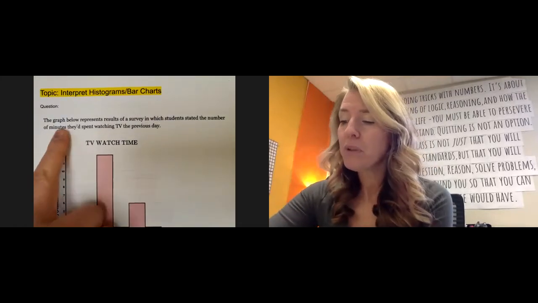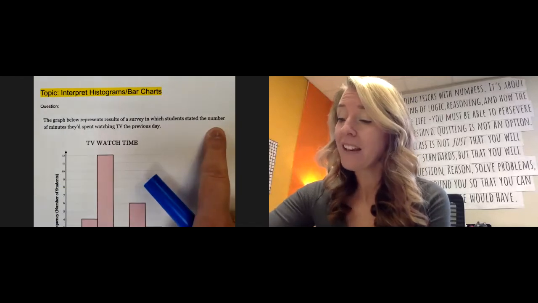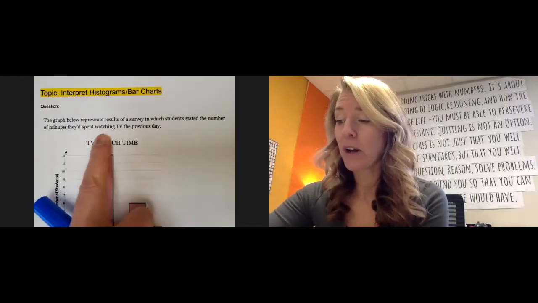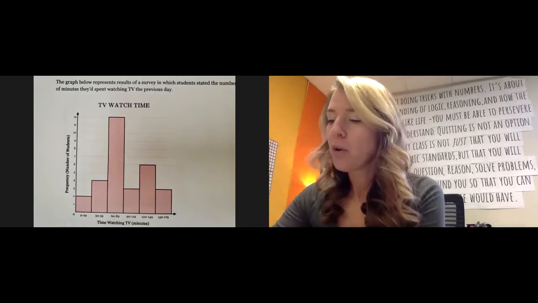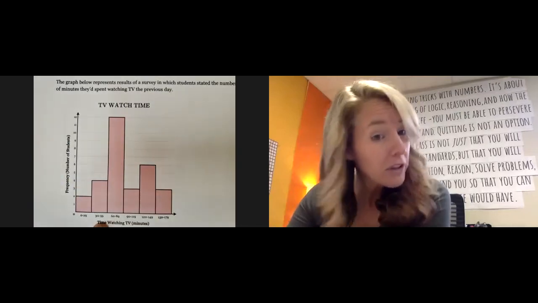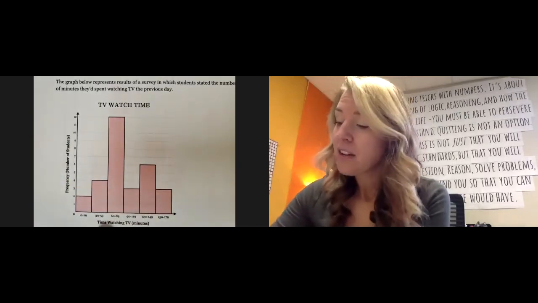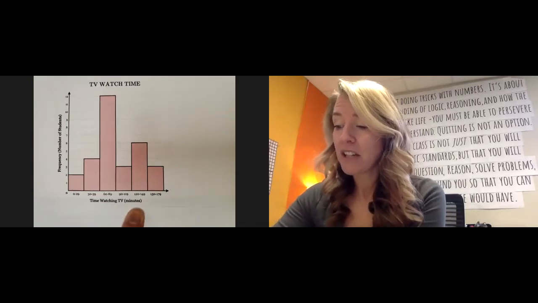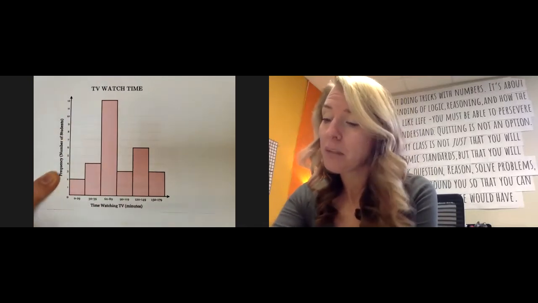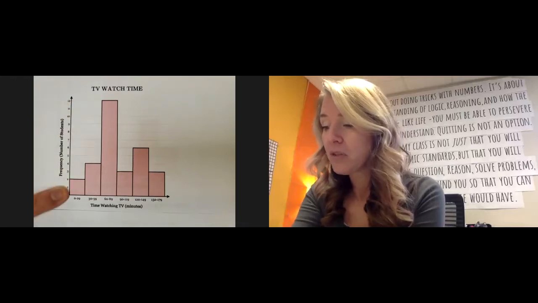It says the graph below represents a survey in which students stated the number of minutes they spent watching TV the previous day. Make sense of your graph before you start to answer questions about it, please, because that helps you. Here's the time they spent watching TV in minutes. Here's the frequency, so the number of students. So we get the number of students right here.